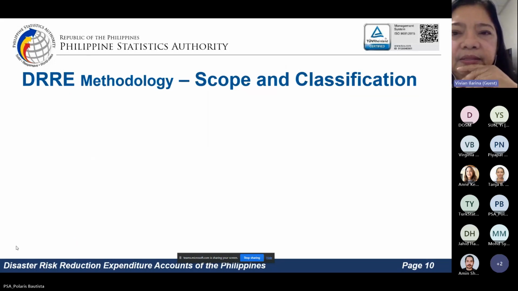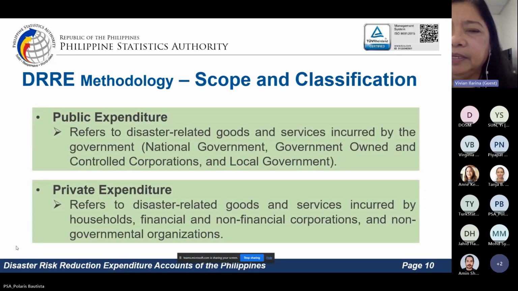Now, on the next slide, we look at the scope of the DRRE following the framework. These are the expenditures by the government and by the non-government. We call the expenditures of the government for disaster risk reduction the public expenditure. This covers both goods and services by the national government, the local government, and the government-owned and controlled corporations, whether financial or non-financial.